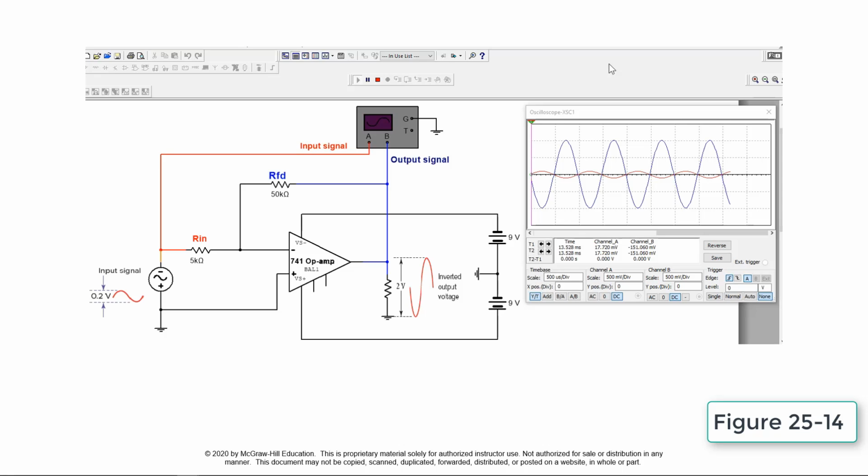Op-amp voltage gain is equal to R feedback divided by R in. According to the calculated gain of 10, applying an AC signal of 0.2 volt peak to peak will produce an inverted amplified signal of 2 volts peak to peak at the output. The simulation is turned on to observe the application of the input signal. Note the red scope trace represents the input signal, the blue trace the output. The amplitude of the output signal is 10 times that of the input.